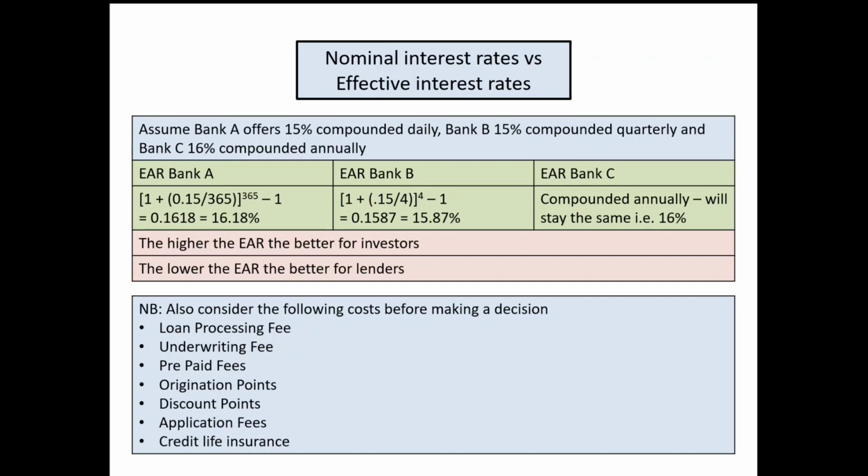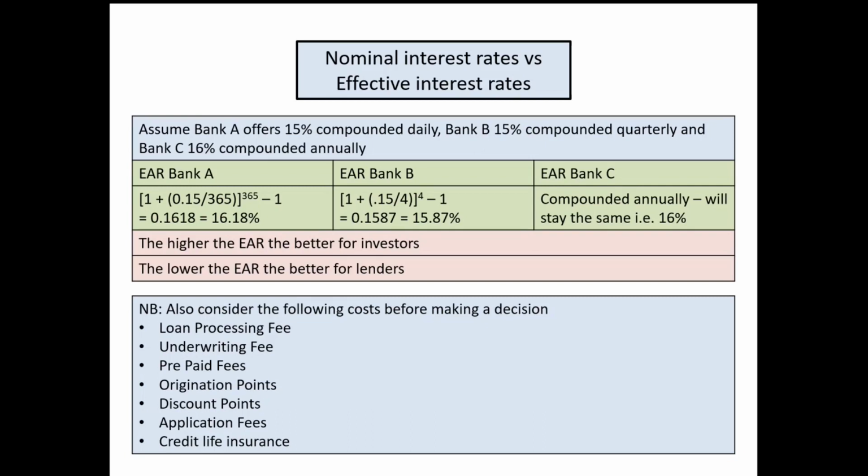And so then we change that decimal into a percentage, and when we do that, we see that the effective annual rate for Bank A is 16.18. So initially it looked a full percent less than Bank C, but because it is compounded daily, we are actually paying a little bit more interest.